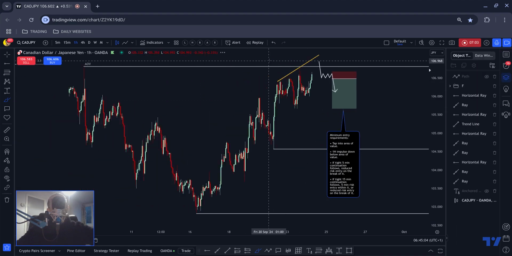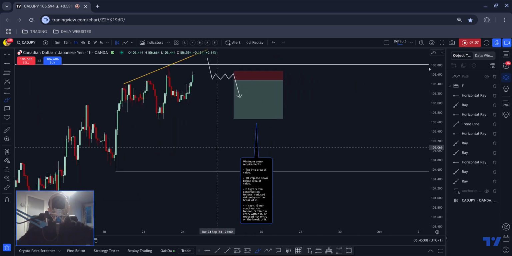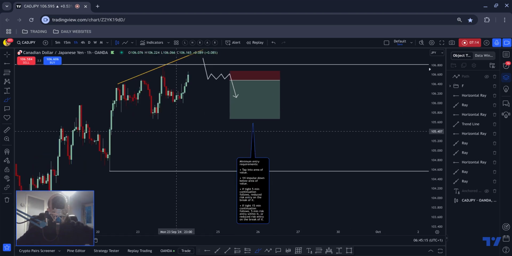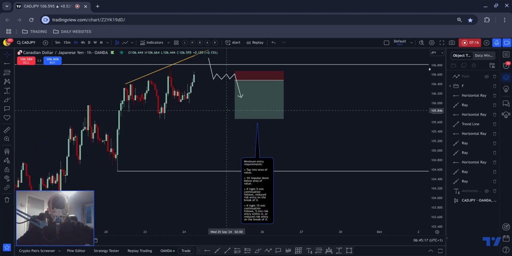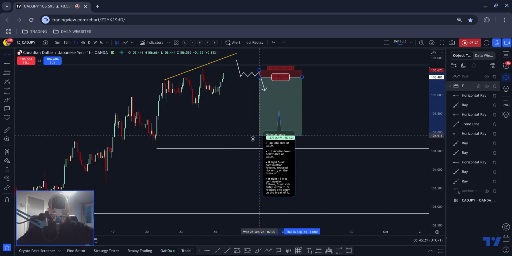So what I'll be looking for in this instance is the following. I'll be looking for a tap into this area of value, a push down followed by either a 5-minute or a 15-minute continuation, and then depending on which one we get, I will look to get short on the break or within it, for something in the region of 4% down to that low. And then my target in this instance would be there.